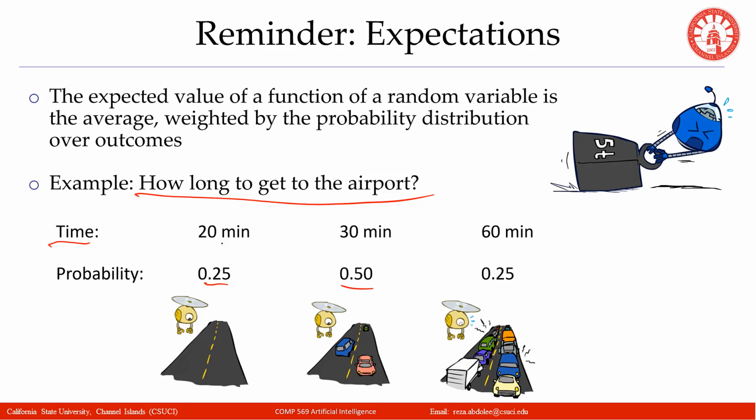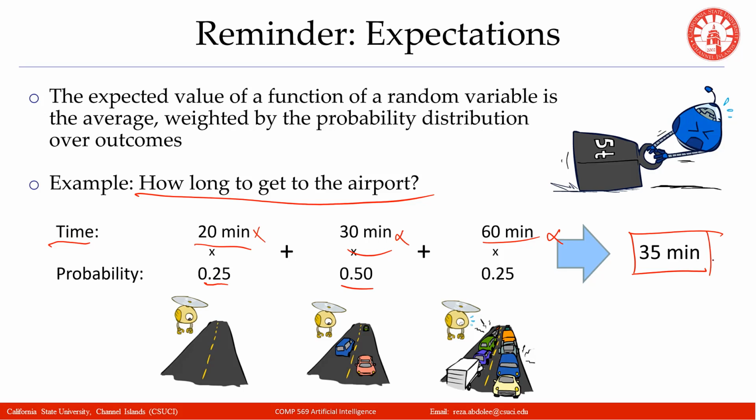If you assume that for no traffic, it takes you 20 minutes, for light traffic, 30 minutes, and for heavy traffic, 60 minutes, then the average is going to be the probability multiplied by each of these durations. And then you sum them up to get the average time that you basically need to know before you make your move to the airport. So it's going to be 35 minutes.